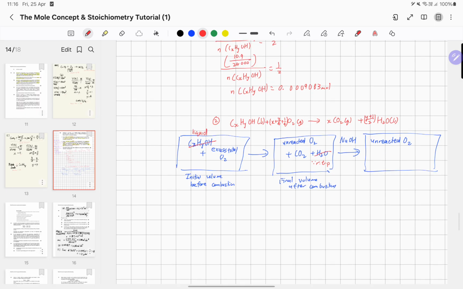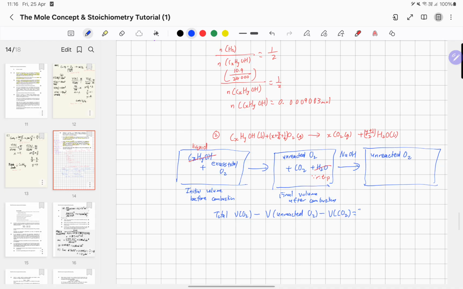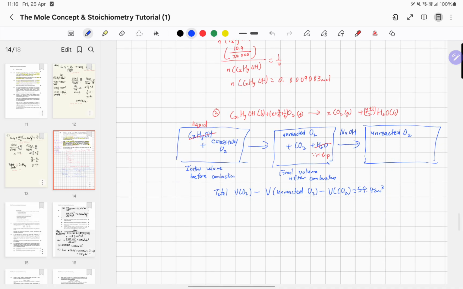Okay, so over here we just need to take total VO2 minus V unreacted O2 minus VCO2 to give you 54.4 cm cube. Then the next part, so this is 54.4 cm cube.